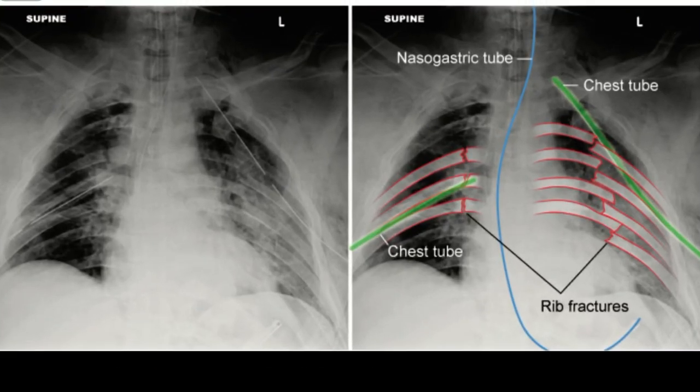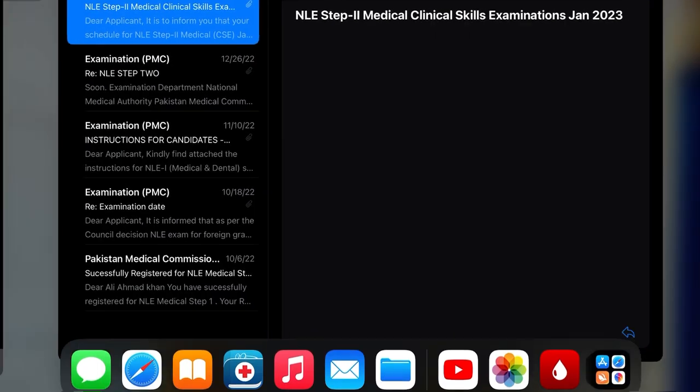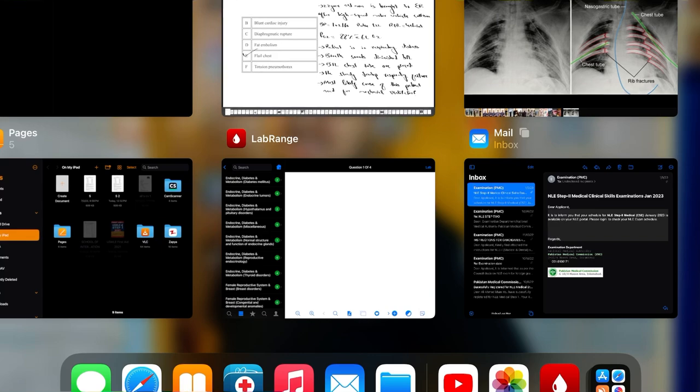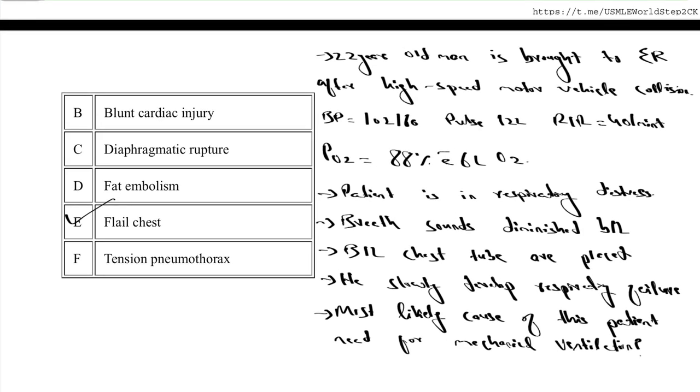I will explain how the flail chest looks. This is a normal one. This is the flail chest, and here is the nasogastric tube, NG tube placed here. The other is the chest tube, and here is the rib fracture. On the right side there are also 3 rib fractures, and on the left side there are 4 rib fractures. So we will come again to the question and explain what a flail chest is.